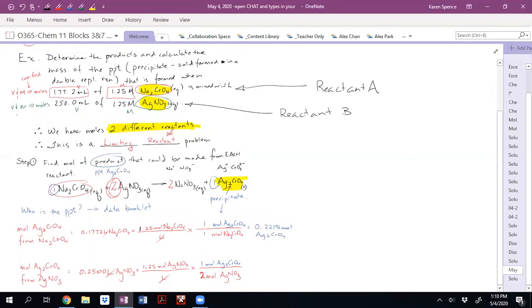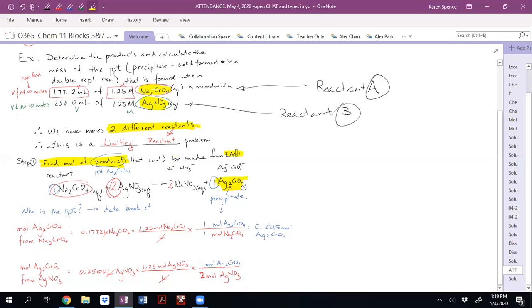Okay. So what we're looking at is a limiting reactant problem, and the reason it is a limiting reactant problem is because we have 2 different reactants. Reactant A, we know the volume and the molarity, so we'll be able to find its moles. And we know enough information about reactant B to be able to find its moles. We know its volume and its molarity. And if we have 2 different reactants, it will be a limiting reactant problem. And anytime we have a limiting reactant problem, our first step is going to be to find the moles of product that could be made from each reactant.